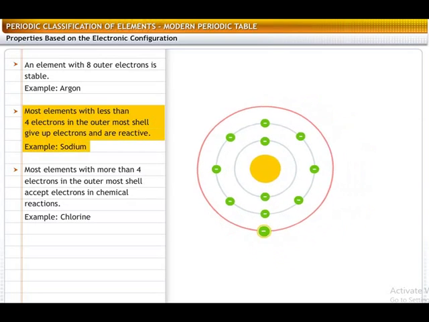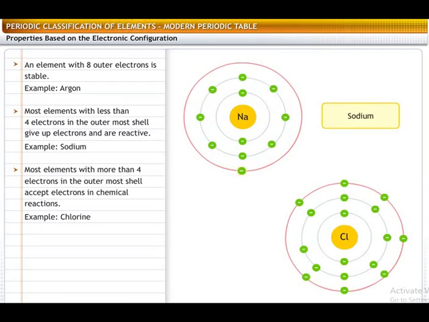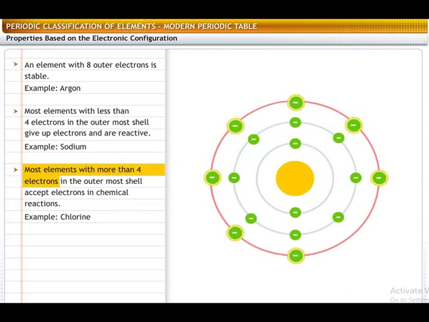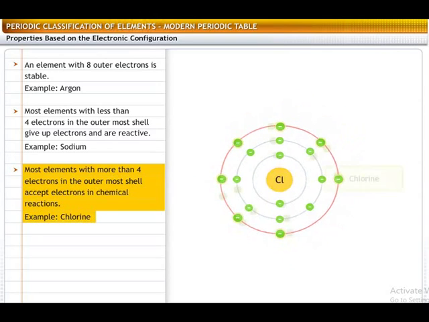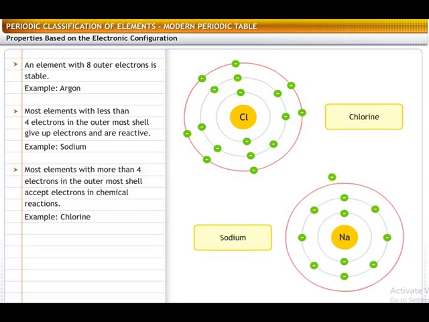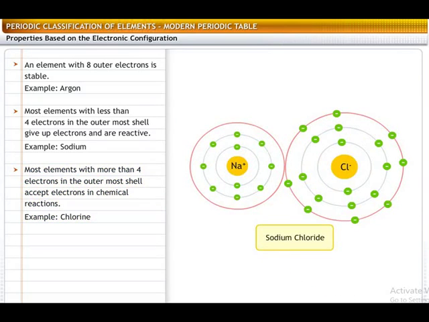For example, sodium has 1 electron in the valence shell. It gives 1 electron to chlorine to form sodium chloride. If the outer shell has more than 4 electrons, the elements normally accept electrons in chemical reactions. For example, chlorine has 7 valence electrons. It accepts 1 electron from sodium to form sodium chloride or common salt.